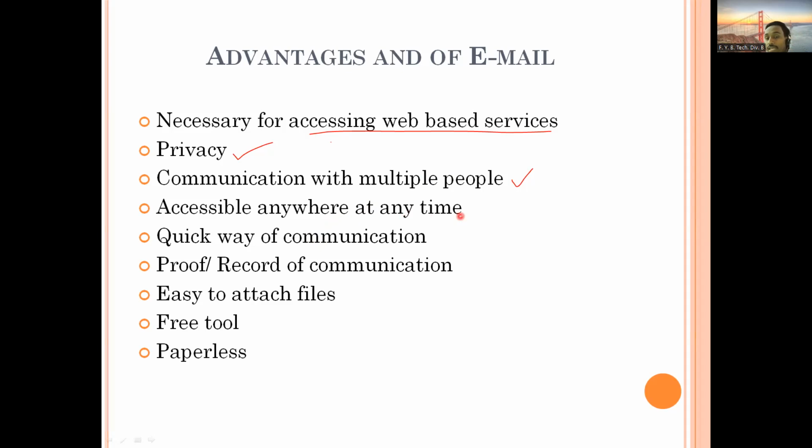Accessible anywhere at any time. If you have only two things with you, then you can access it anywhere, anytime. Which two things? Internet and device. With that, you may be here in India, Japan, America, wherever, you can access emails. Quick way of communication: I have already told you, it is the fastest means of communication. If you hit the send button, within a fraction of seconds, it will be available in the receiver's inbox. So it is the fastest means of communication.